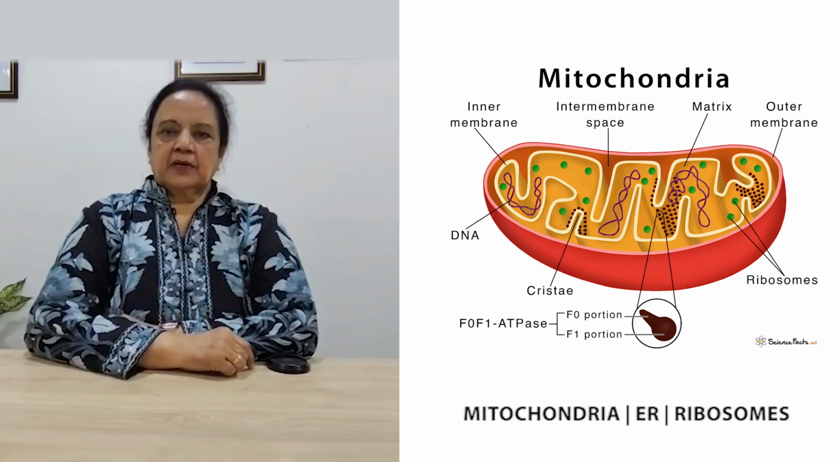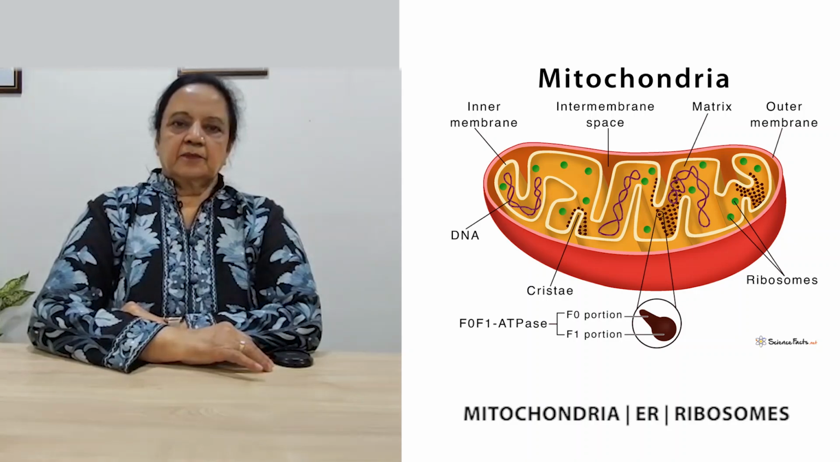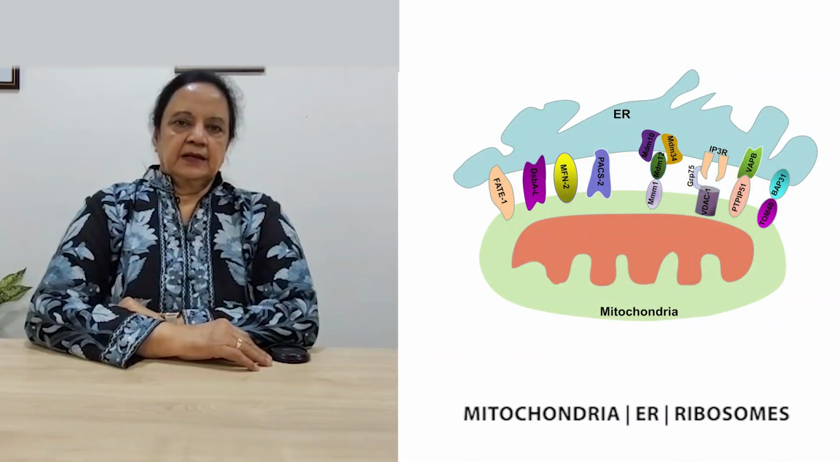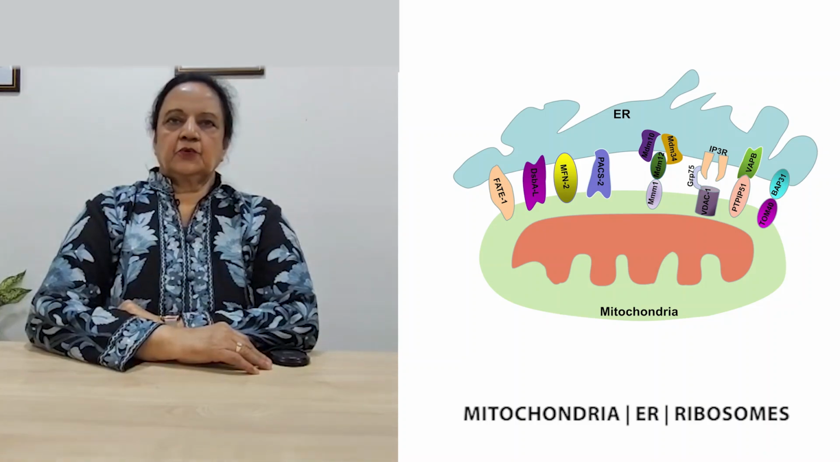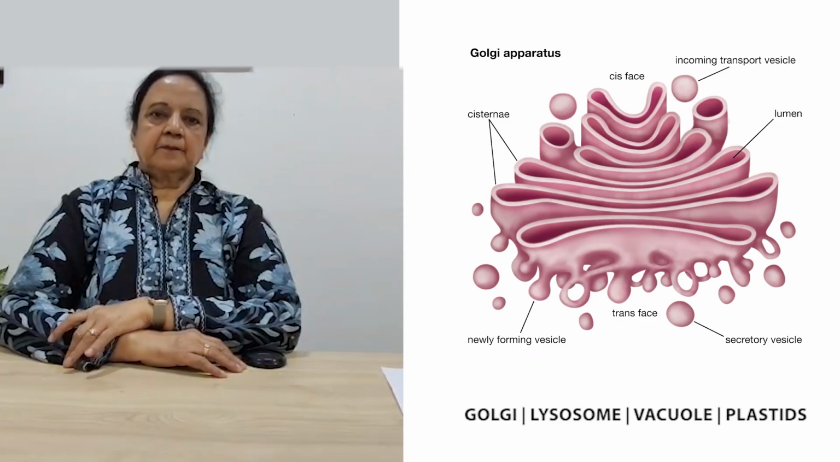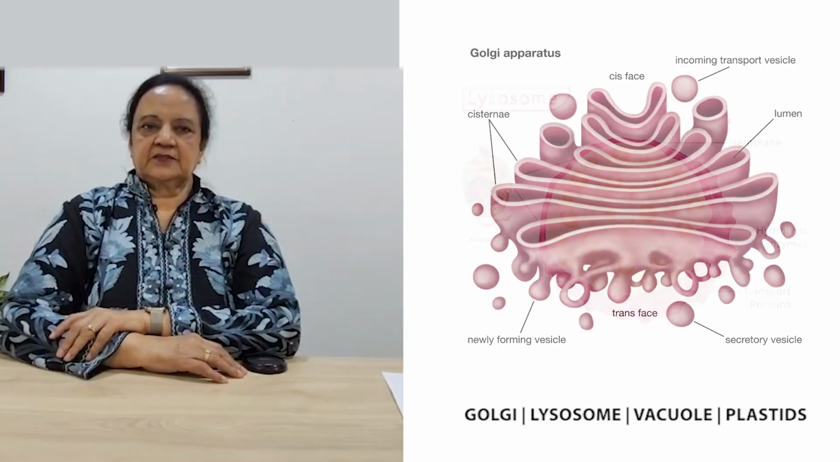Mitochondria are called the powerhouse of the cell because they release energy. The endoplasmic reticulum helps in transport of materials. Ribosomes help in protein synthesis. The Golgi apparatus packages and transports substances.